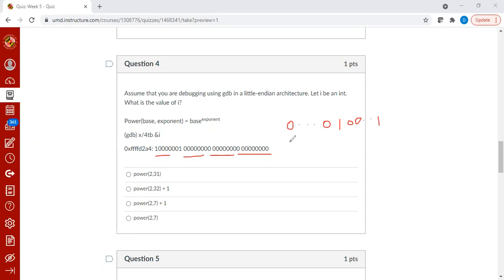Okay. And now you can easily see that this is the place 2 power 7th place, and we are adding 1 to it. So it must be 2 power 7 plus 1.